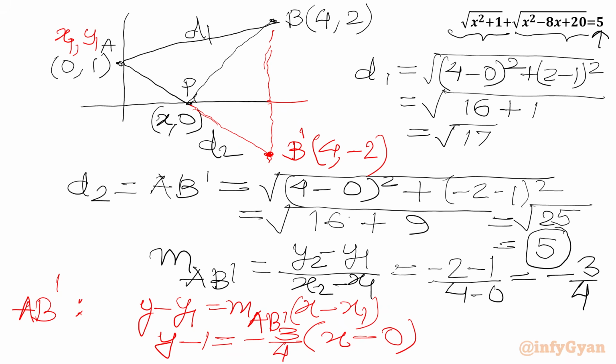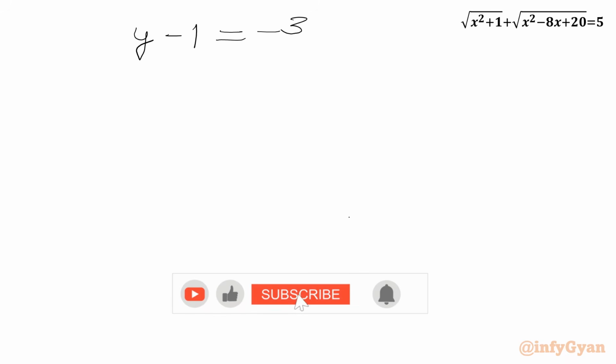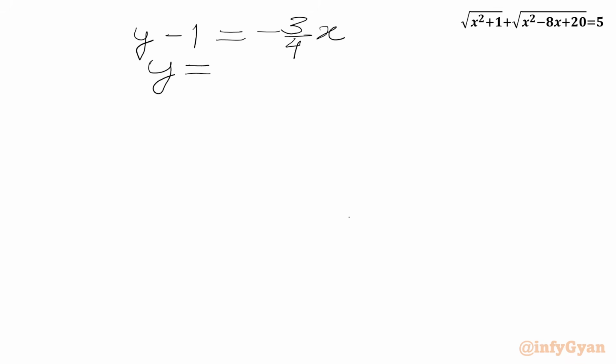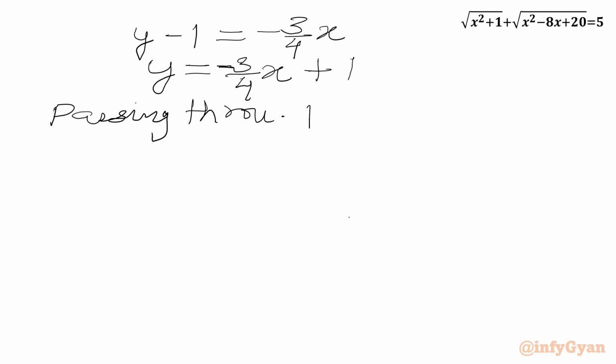So we have the equation of the line: y minus 1 equals minus 3 over 4 times x. I will write here y minus 1 equals minus 3 over 4 times x, or y will be equal to minus 3 over 4 times x plus 1. Now this line is passing through point P, and point P is (x, 0).